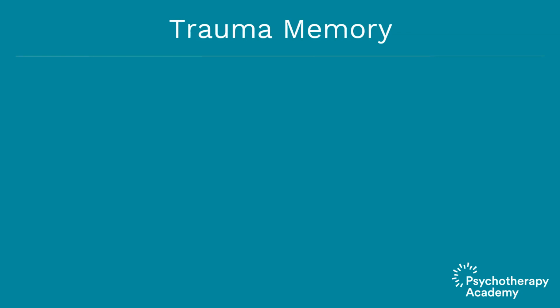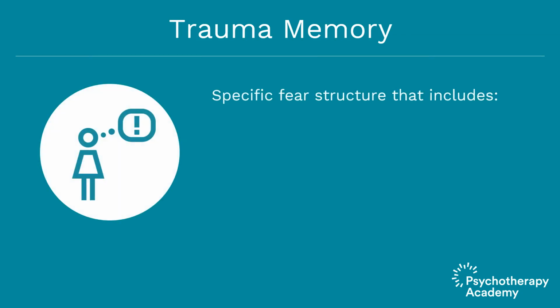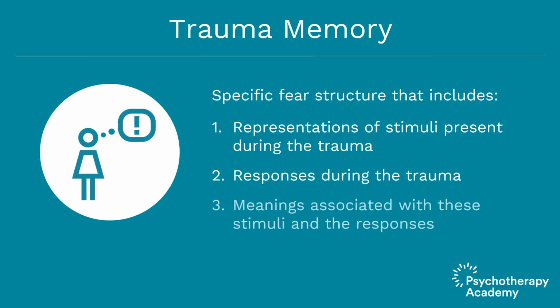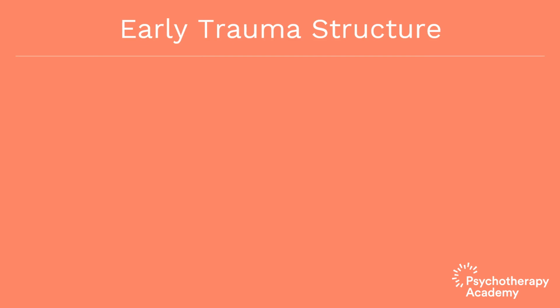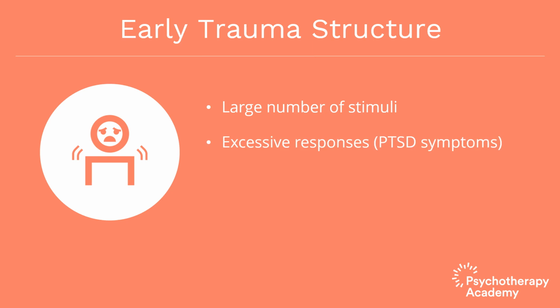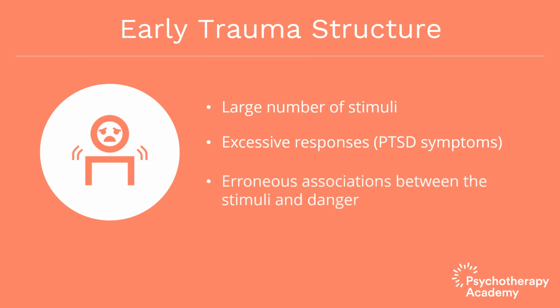What happens with the trauma memory is that it's a specific fear structure that includes representations of stimuli that were present during the trauma, physiological and behavioral responses that occurred during the trauma, and meanings associated with these stimuli and the responses. The associations among the stimulus, response, and meaning representations may be realistic or they may be unrealistic. The characteristics of an early trauma structure, in which case they might be unrealistic, are a large number of stimuli, so everything will trigger this memory. There will be excessive responses, and that becomes the form of PTSD symptoms. There will be erroneous associations between the stimuli and danger.